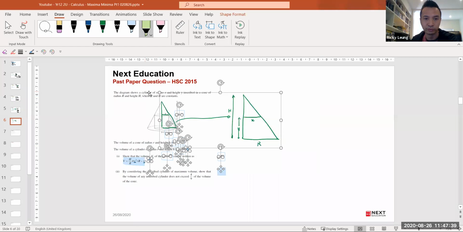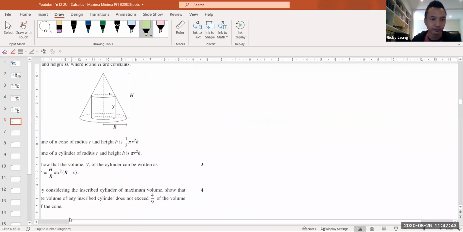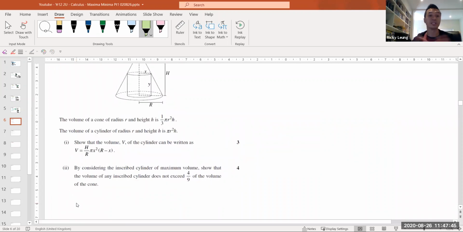It removes all this junk. Let's have a look. So part 1 done. So generally speaking, the framework says differentiate, solve, test for max min, answer the question. So let's have a look.